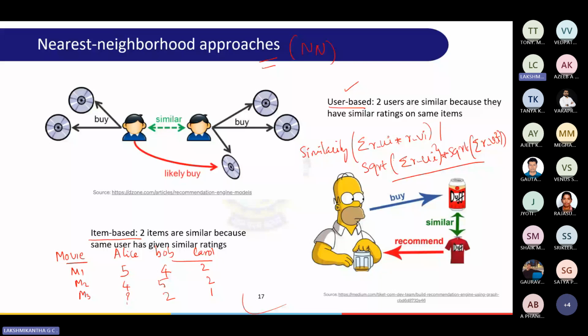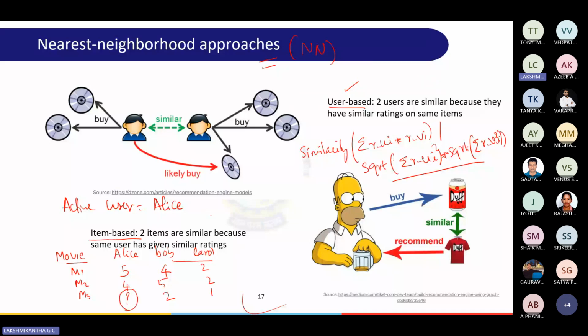Okay. So here my question is active user. Let me take active user now. So active user is equal to Alice. So we want to predict Alice's rating for M3, correct? We have to find Alice's rating for M3. Then what do we have to do, guys?